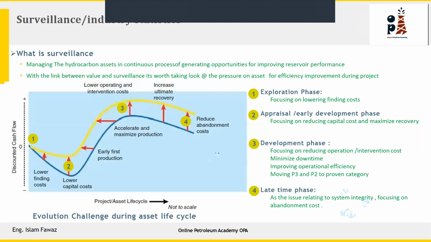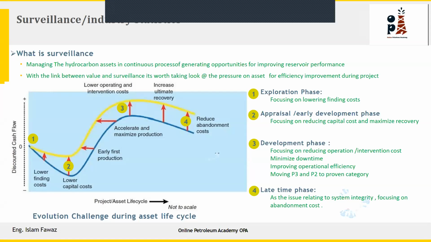So what is surveillance? Surveillance, per the dictionary, means close monitoring of something under suspicion. Like in the reservoir, you are managing the hydrocarbon asset in a continuous process, closely monitoring the wellhead parameters and the downhole data to improve the reservoir performance. This is what is meant by surveillance.